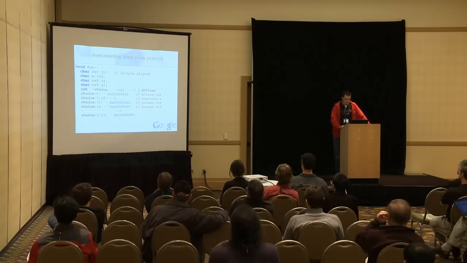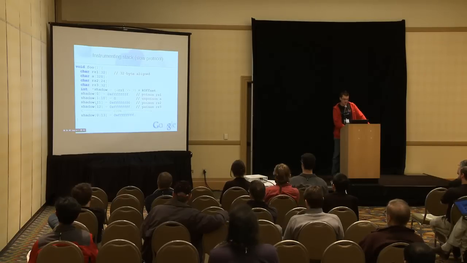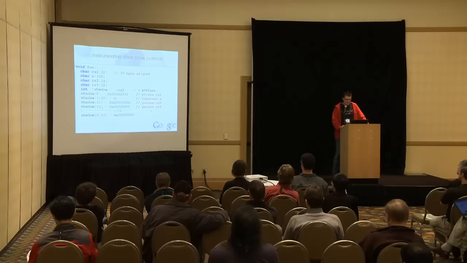The slow protocol will require poisoning the entire shadow. So here we have 300-plus bytes of local variables, and we need 13 store instructions to poison the stack frame. And when we exit the function, we poison the entire stack frame, saying that this stack frame is dead, don't touch it.